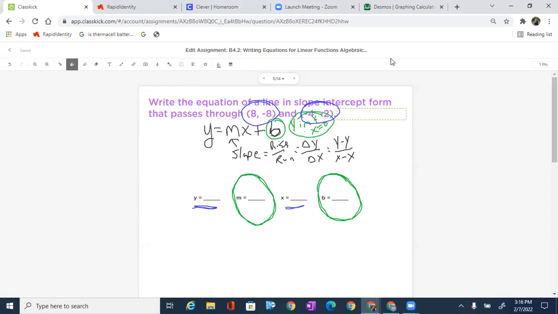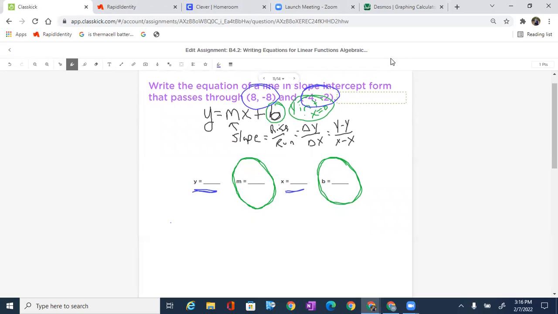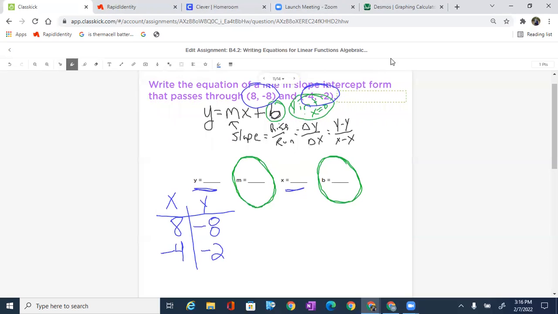So what I'm going to do is stack those points. I've got 8 and I've got -8 for the y. And then I've got -4 and I've got -2. When I stack those, these are my x's and these are my y's. Well, when I do this, the first thing I'm going to do is find the slope. That's the easiest place for me to start. And how we're going to do that is simply by subtracting the y's and subtracting the x's.